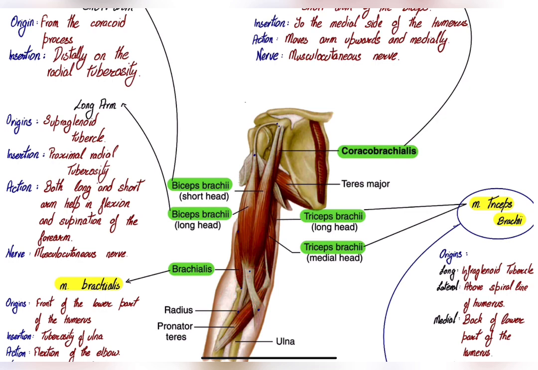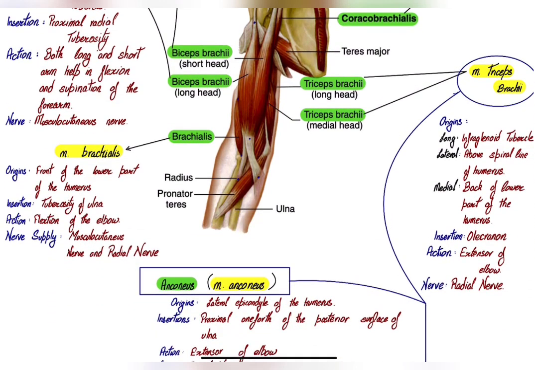So the long head has its origination from the supraglenoid tubercle, which is located somewhere over here, and has its insertion in the proximal part of the radial tuberosity. Now they both perform the same action, which is that they help in flexion, and the nerve that passes through them is the musculocutaneous nerve.